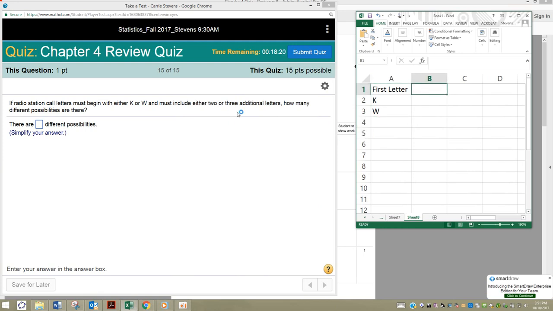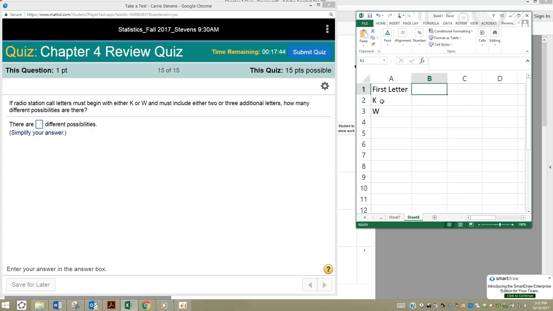And then it must include either 2 or 3 additional letters. How many different possibilities are there? Well, it doesn't say we can't repeat any. It just says additional. It doesn't even say that we have to rule out K and W. So I'm going to assume that this problem was not poorly written, and I can go on exactly what it says. So I'm assuming that I have 26.